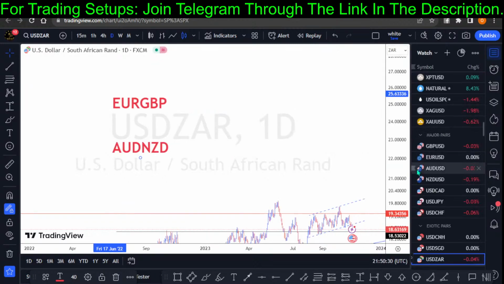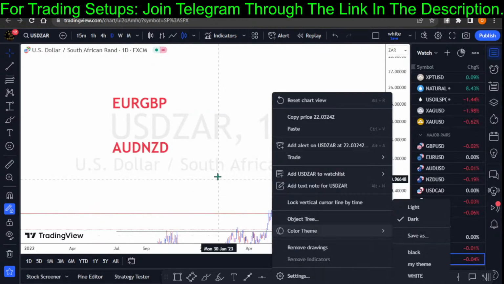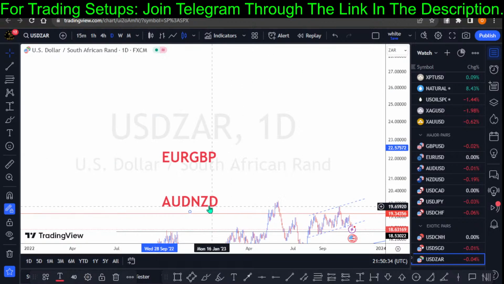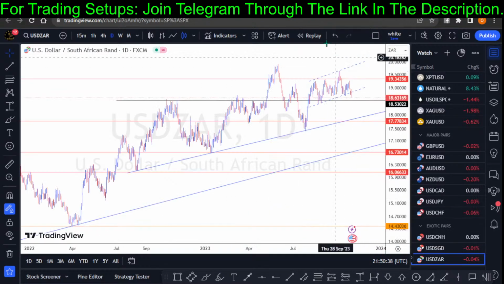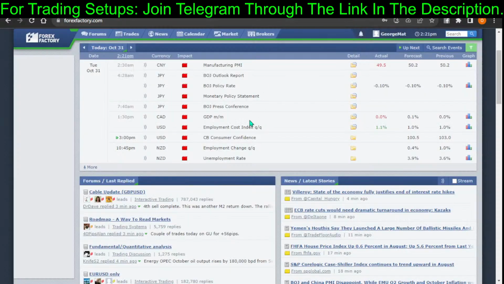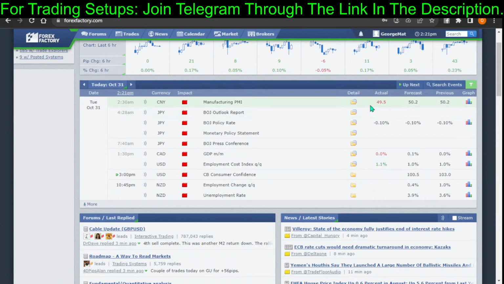And let's go back to the assets right here. I traded this currency pair during the Yuan breakout. Actually, there was a news release on Yuan currency pairs today. You can see the manufacturing PMI. It was 49.5, so lesser than the forecast.